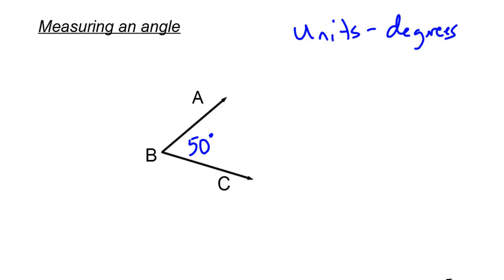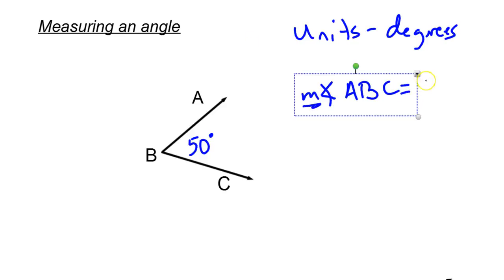Sorry, the regular angle. So if I want to talk about the measure of an angle, instead of just saying angle ABC, I put a little m there. And that tells you whenever you see this little m there that you need to put a degree sign and a number there, like 50 degrees. So I say the measure of angle ABC is equal to 50 degrees, right?